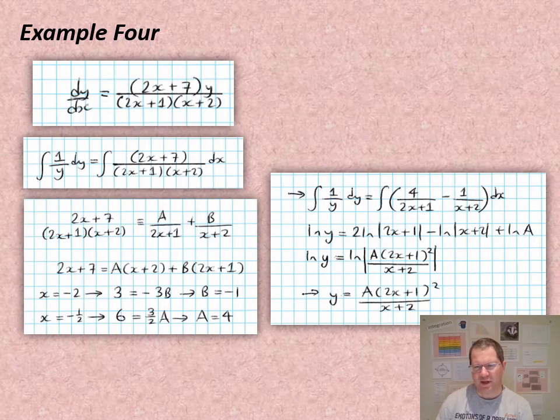So the left is still ln y, but on the right hand side, if we turn that coefficient of 2 into an index for the 2x plus 1, we divide by x plus 2 and we times by a, we get a single logarithm on the right: log of a times (2x plus 1) squared over (x plus 2). And if I have log of this equals log of that, then I can cancel out the logs and write this equals that. So y equals a times (2x plus 1) squared over (x plus 2).